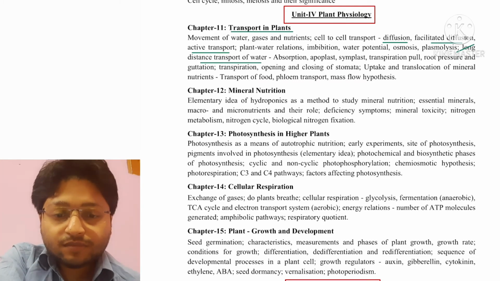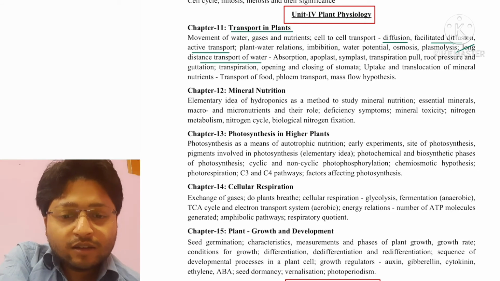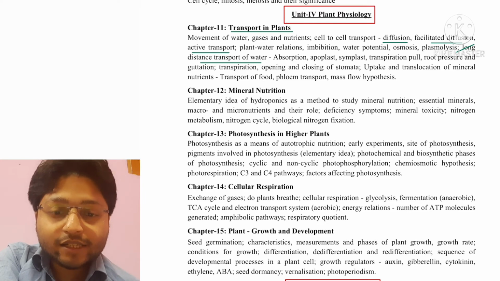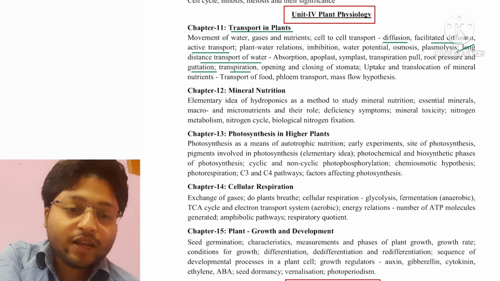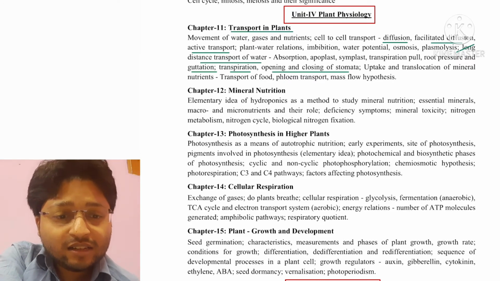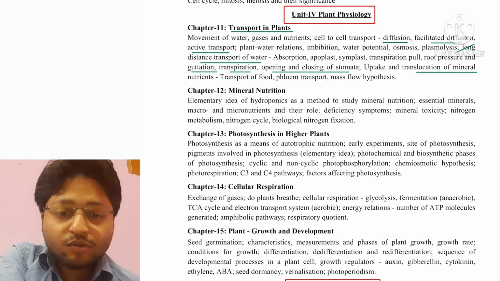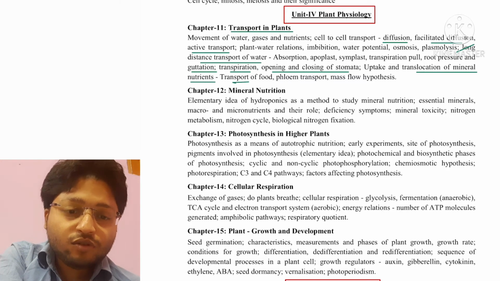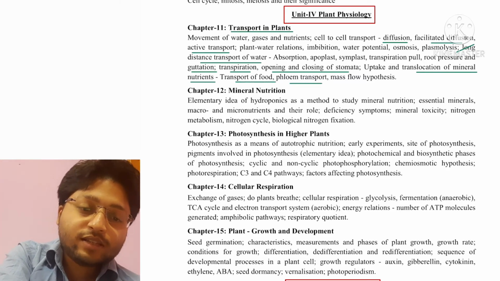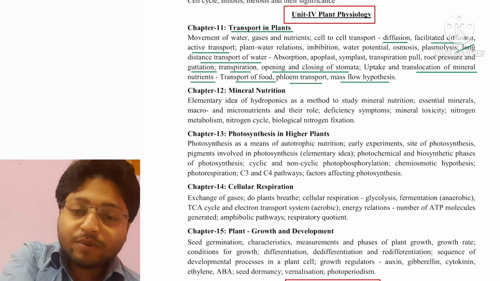Okay, some other physiology of plants is also discussed in this chapter, like guttation, transpiration, opening and closing of stomata, etc. Next, translocation of minerals, nutrients, transport of food, phloem transport, etc. Mass flow hypothesis, etc. are present in this chapter.